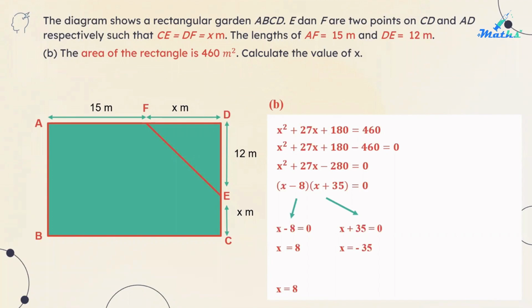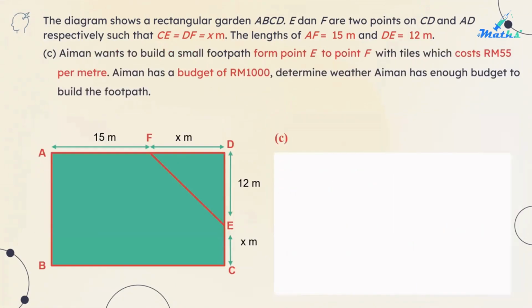We also can check the answer to determine if the x value that we calculated is true or false. Okay, how to check it? Use the equation and replace the x with the value that we found, which is 8, and calculate the area. Is the answer 460? Yes, so the value of x is 8. Okay, proceed to question c.